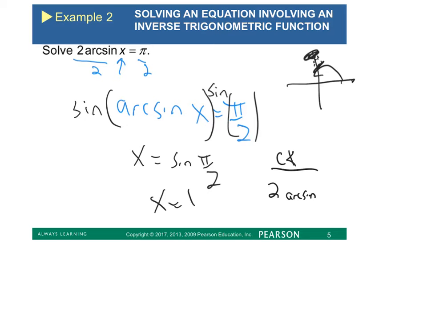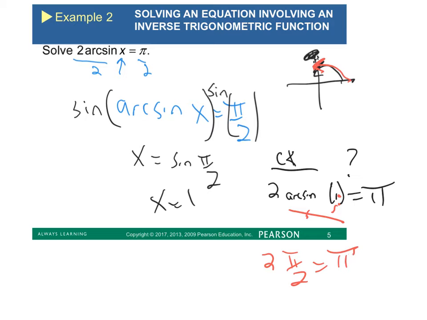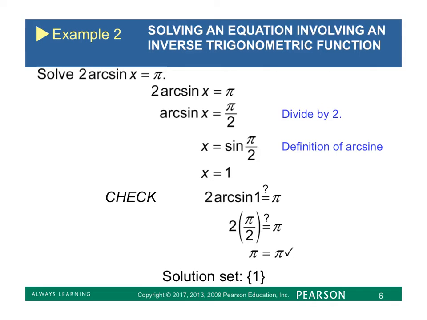2 arc sine of 1, is it equal to pi, is the question. Well, this question here says, the sine of what equals 1? The sine of a 90-degree angle, that's pi over 2, so 2 times pi over 2 must be equal to pi. The 2's cancel. It works out. X is 1. I like this, that he's doing this checking.